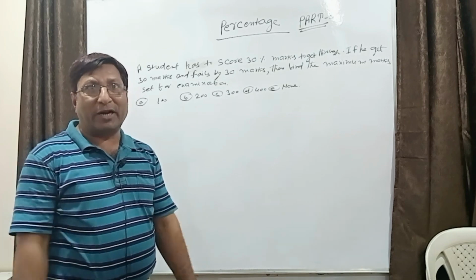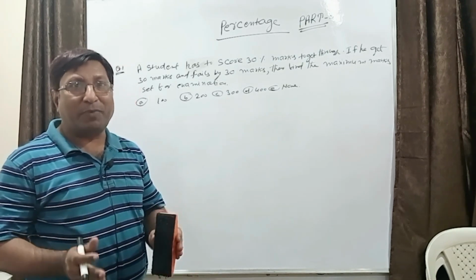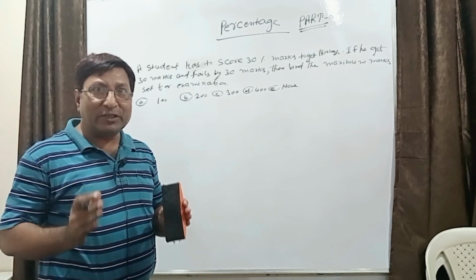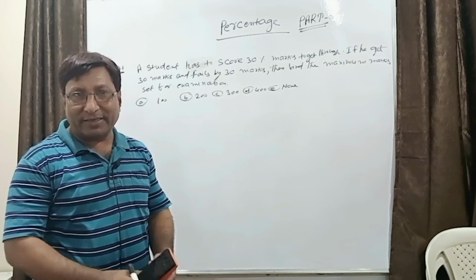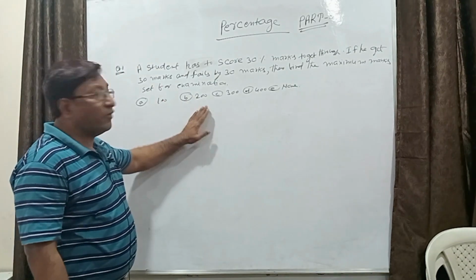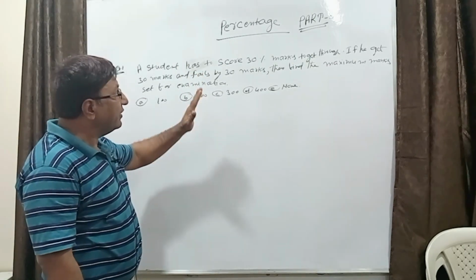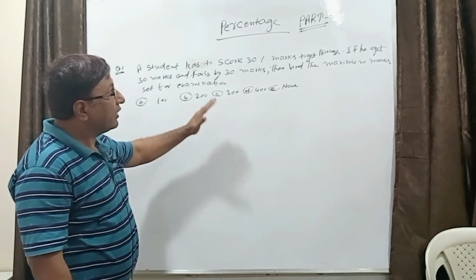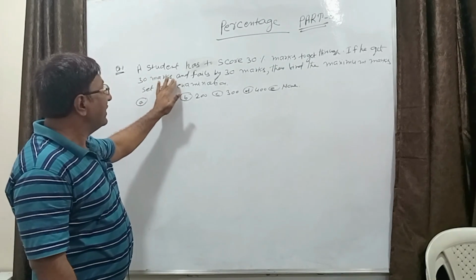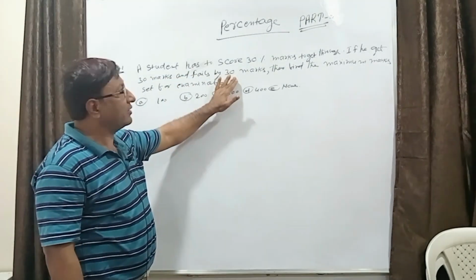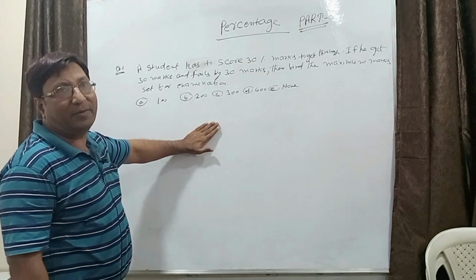Today I am going to start a very important topic, that is percentage part 3. Percentage part 1 and part 2 we have already completed. So let us see the question. Here the first question is: a student has to score 30% marks to get through. If he gets 30 marks and fails by 30 marks, then find the maximum marks set for the examination.